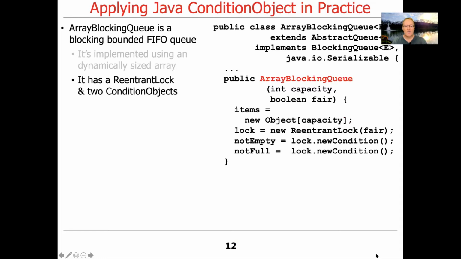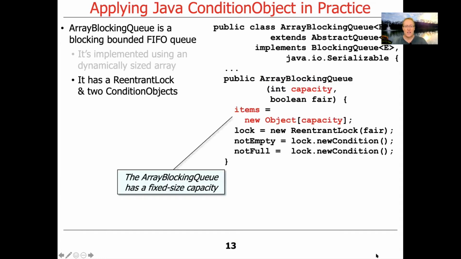Here's the constructor for array blocking queue. As you can see, it takes in a capacity, which just indicates how big to make the array of objects. And notice that even though the array blocking queue is a generic class, it stores things as objects. That just happens to do with some of the weird quirks of Java's generic mechanism called type erasure. I won't go into that in detail now, but if you're curious, look up Java generic type erasure.